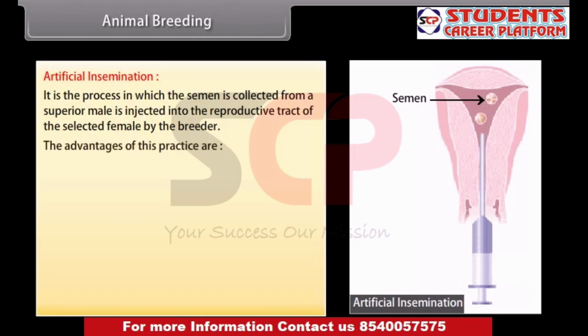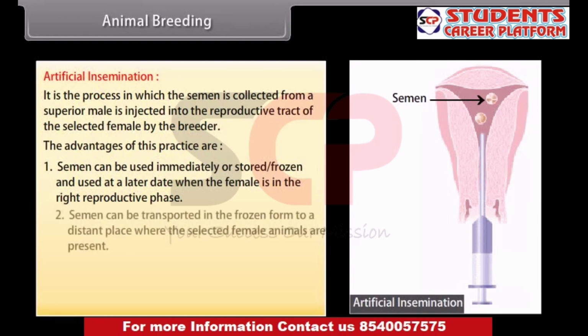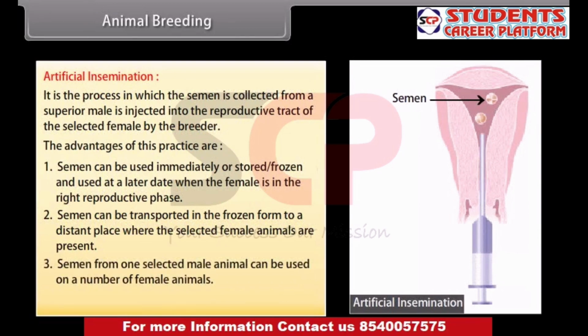The advantages of this practice are: number 1. Semen can be used immediately or stored or frozen and used at a later date when the female is in the right reproductive phase. Number 2. Semen can be transported in the frozen form to a distant place where the selected female animals are present. Number 3. Semen from one selected male animal can be used on a number of female animals.